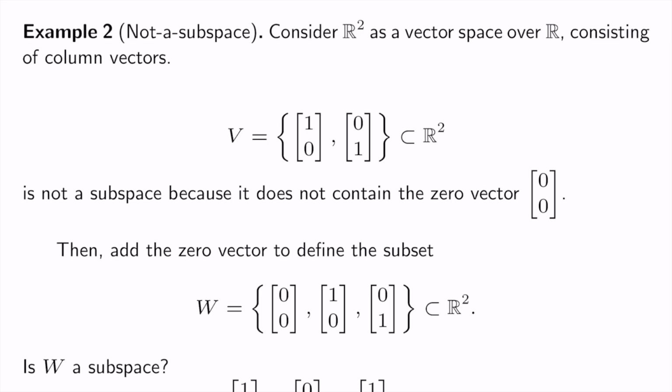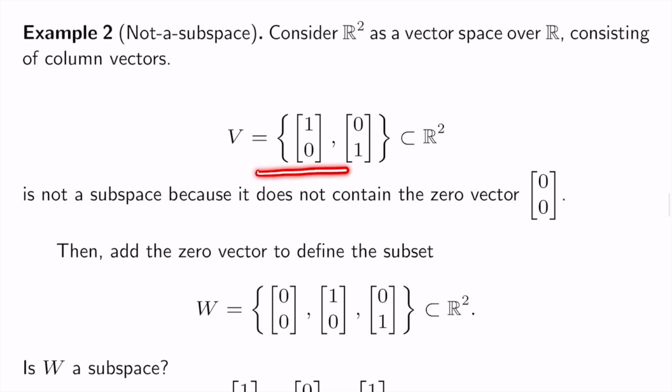Next, here are examples of subsets of a vector space that are not subspaces. Consider R2, which is a two-dimensional vector space over the set of real numbers R consisting of column vectors. So this is a subset of R2: (1, 0) and (0, 1). This is not a subspace because it does not contain the zero vector. According to the theorem we proved before, the zero vector must exist in a subspace. Although this is a subset, it's not a subspace.